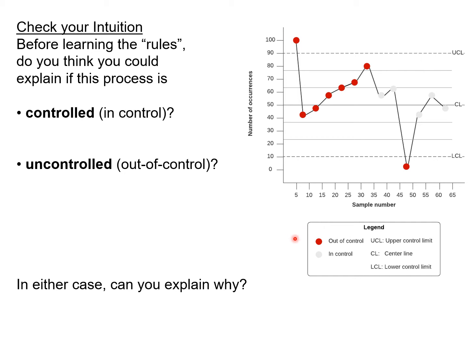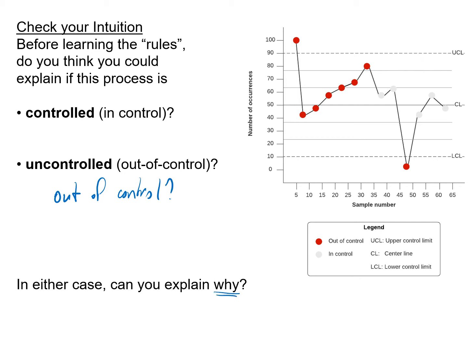Well, based on the legend, it says that red dots are out of control. So we have lots of red dots here. This one, this one, this one. You can see where the red dots are. I think this process is probably out of control. So I'm going to say out of control because you got a lot of red dots going on. And it says, can you explain why?